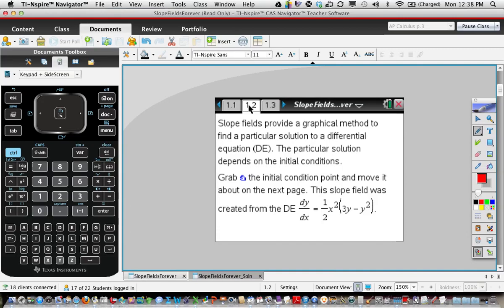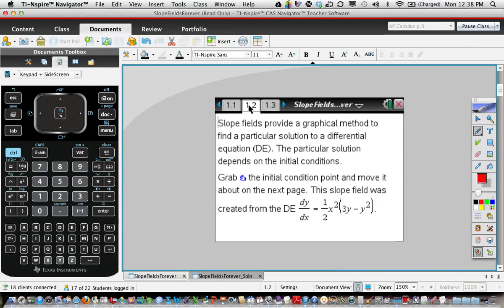Slope fields are a graphical way to find, or at least to approximate, a solution to a differential equation. It's a graphical solution, not an equation solution. It's not the original function y as an equation, but it's the graph of the original function y. Okay? That's what a slope field is. A graphical solution to a differential equation.